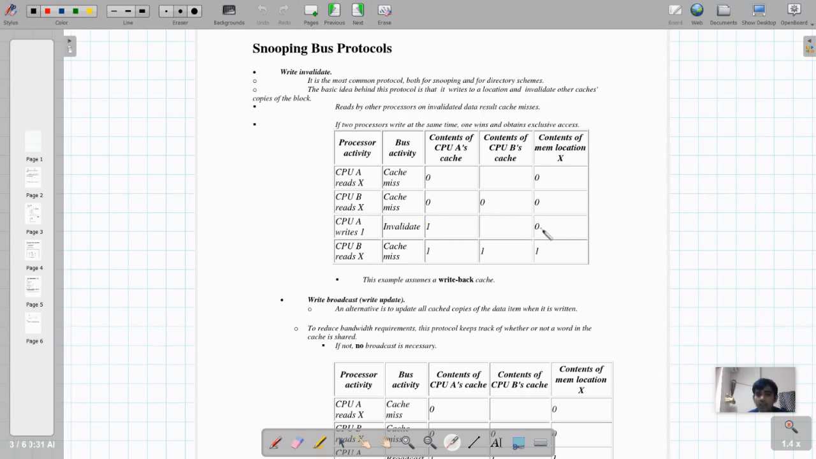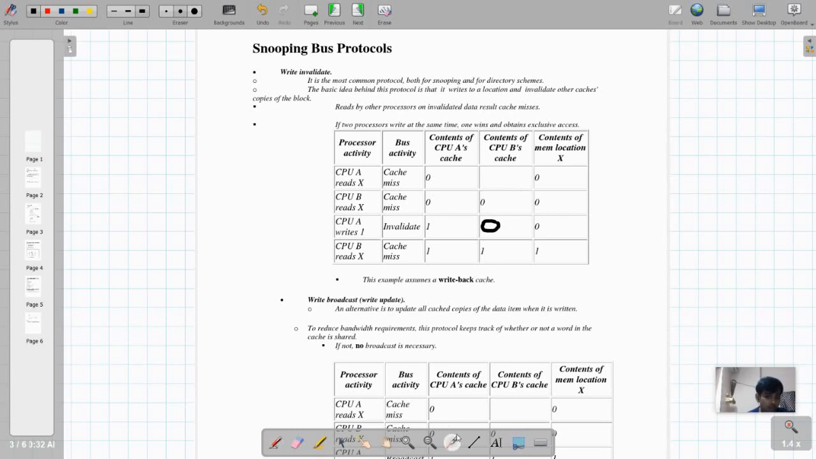So you have an inconsistent pair of data. In your cache of CPU A, you have 1, but in your centralized memory location X, you have 0, as well as at the same time, you have 0 in the cache of CPU B for the same data item. Cache coherence problem is here, as well as memory inconsistency is here. So how to solve this?